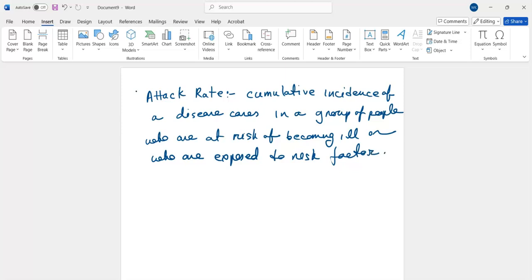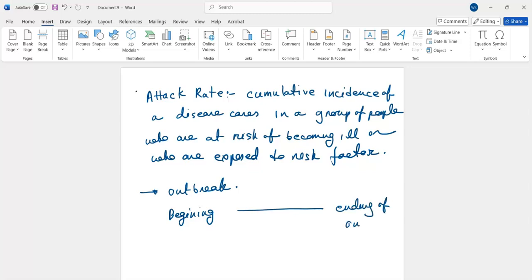This attack rate is actually used during an outbreak, for example. During an outbreak, how many new cases happen from the beginning of the outbreak to the end of the outbreak? If we count all these cases, those cumulative cases would be the attack rate.